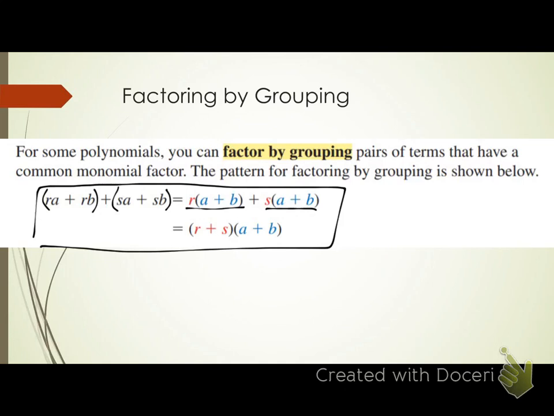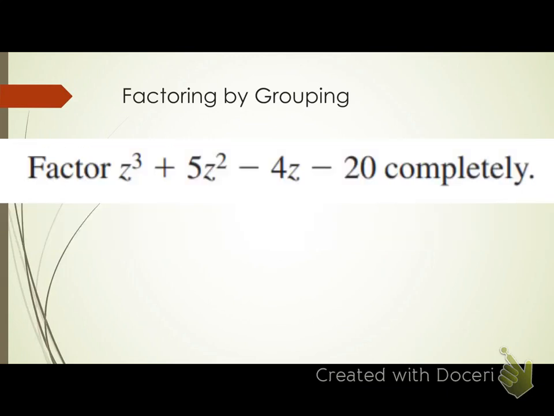Like I said, most of the time you'll only factor by grouping if you've got 4 terms, a 4-term polynomial. Am I good to move on to some more examples? Okay. First example, factor z cubed plus 5z squared minus 4z minus 20 completely. Z cubed plus 5z squared minus 4z minus 20. It's got 4 terms.